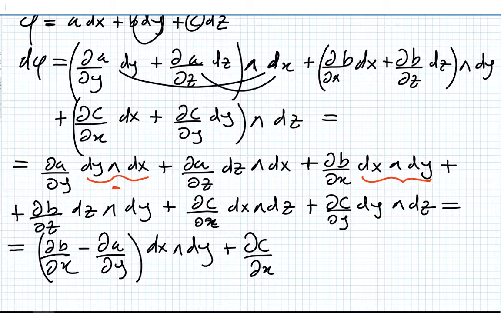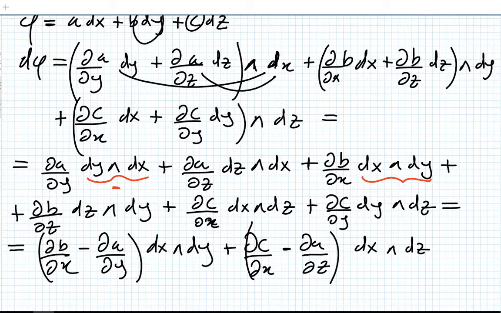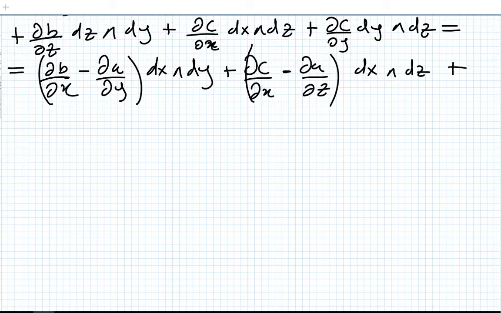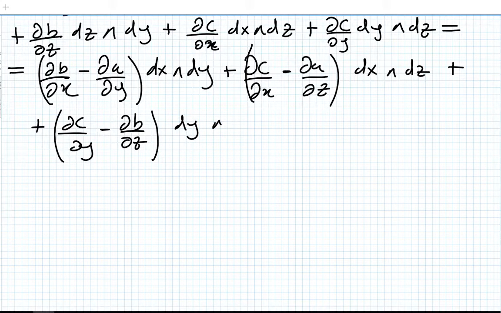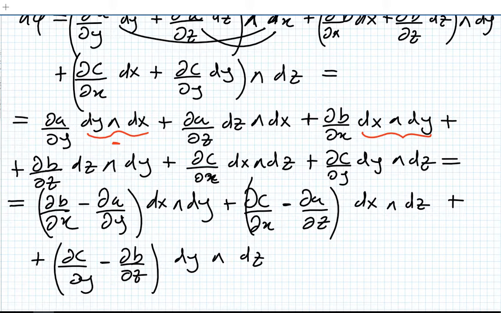dC/dx and dA/dz, that's dx wedge dz. Same thing, we just change some sign here. Let me see if I'm not lost. Plus, yes, perfect. I think this will be dC/dy minus dB/dz, dy wedge dz. Let me check this one. This dC/dy comes from here, and the other one comes from here. Well, this is correct, and this one I have to change sign. Okay, that's correct.